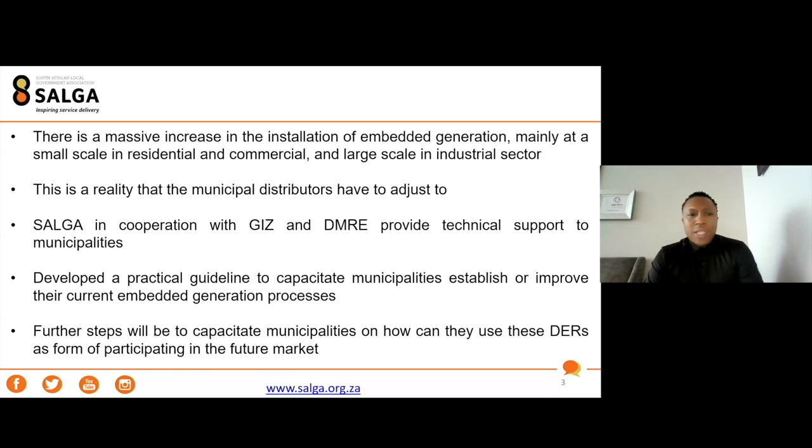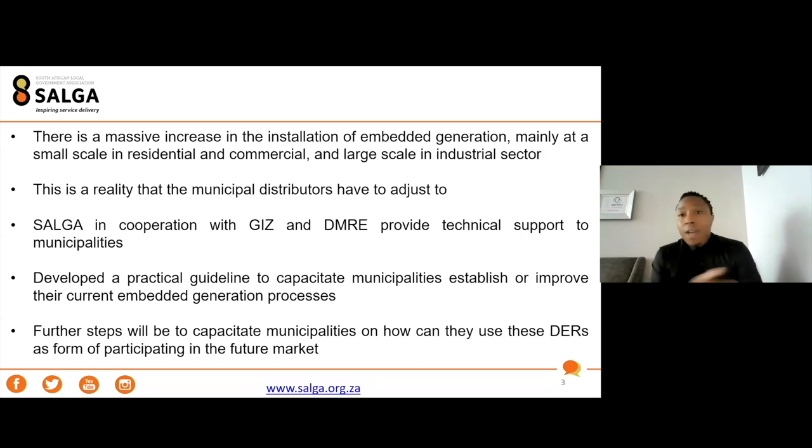So as part of this cooperation, we've done a lot of capacity building for municipalities, which includes also guidelines, trying to build guidelines for them that they can use as their bylaws on how to manage and register embedded generation, how to control it, how to price embedded generation that is being fed back into the system. And also we still need to further capacitate municipalities on how to use these distributed energy resources as a form of participating in the future markets.